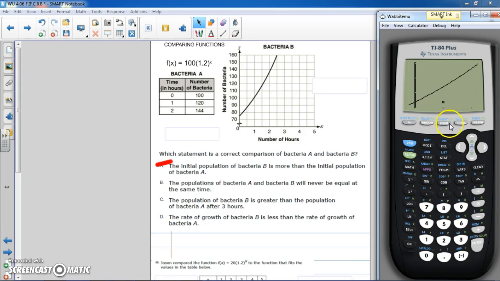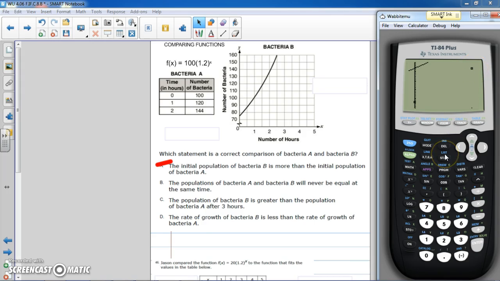All right, so I'm going to hit zoom 9 again so that I can just get a better picture of this data. Every time you do a new equation or plot new data, you need to do zoom 9 again so you can just see that data. All right, so here are my 2 points. This is 0, 75, and this is 1 and 100.